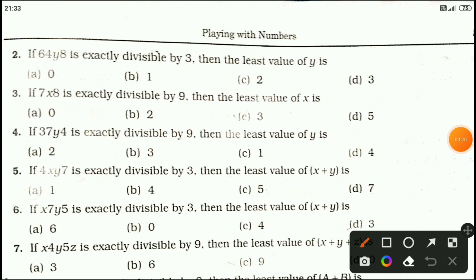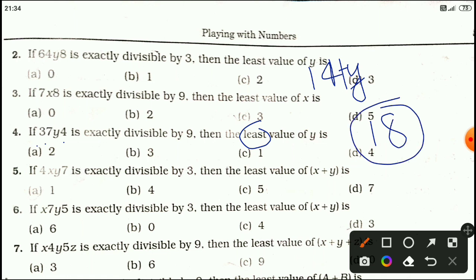Now question number 4 is the same as this. We have to find the least value. So 7 and 3, 10, and 10 and 4, 14. It means we are having 14y. So 14 plus y. Here we will add 4 to it. Then it becomes 18, which is the nearest one, and 18 is divisible by 9. So the answer will be option number D, that is 4.